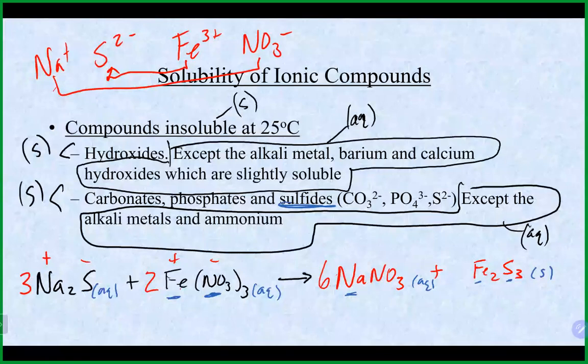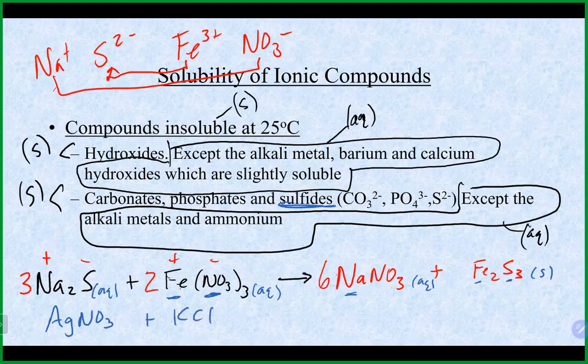Again, if we looked at one of our earlier ones, which was silver nitrate plus potassium chloride, gave us some silver chloride plus some potassium nitrate. Once again, going through this, silver may not be on the list, but nitrate is soluble in everything. So that is how I knew this was aqueous.